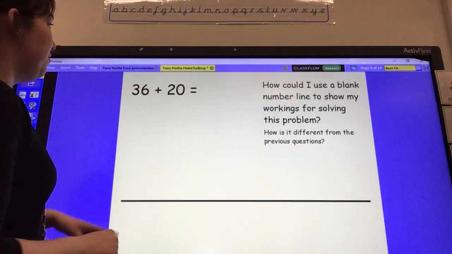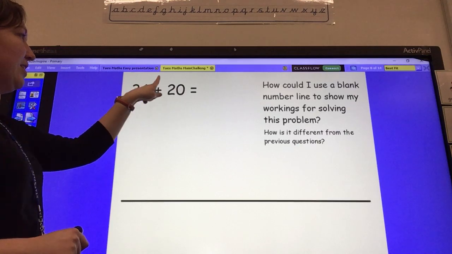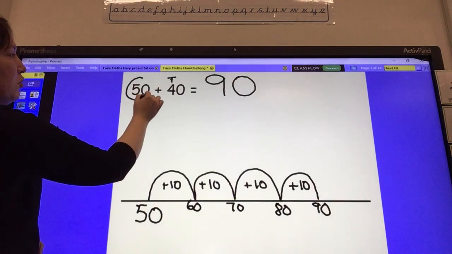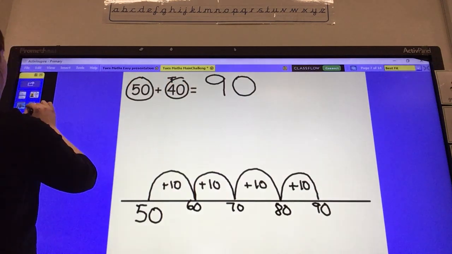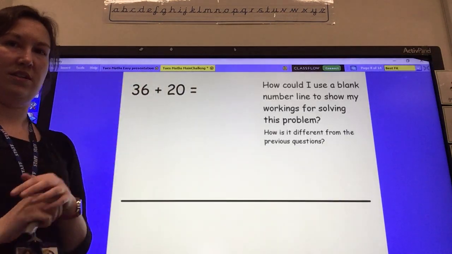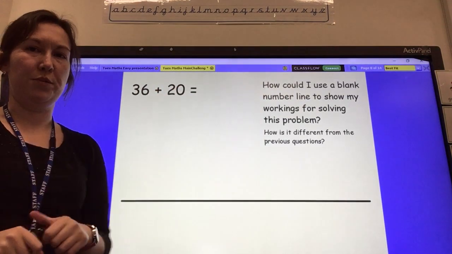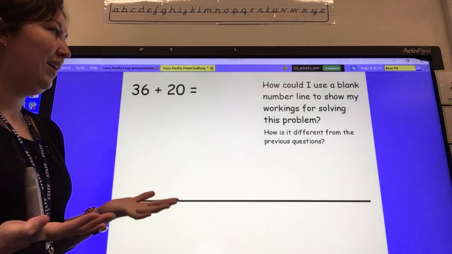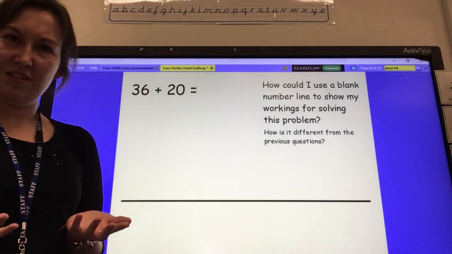Now this one's a little bit different. This time we've got 36 add 20. So rather than having a multiple of 10 add another multiple of 10, we've got a tens and ones number add a multiple of 10. So how am I going to use my blank number line this time? Is it different from the previous questions? Have a think.